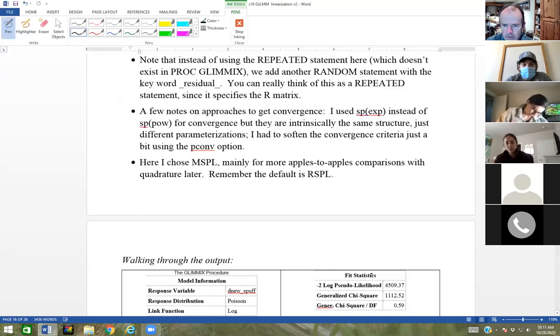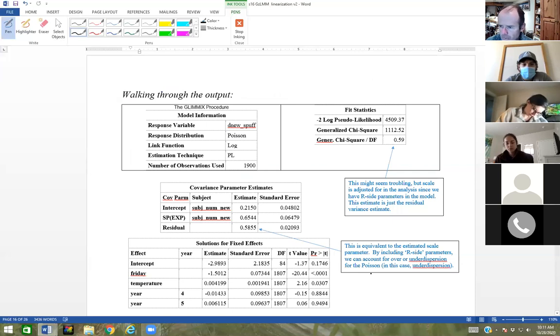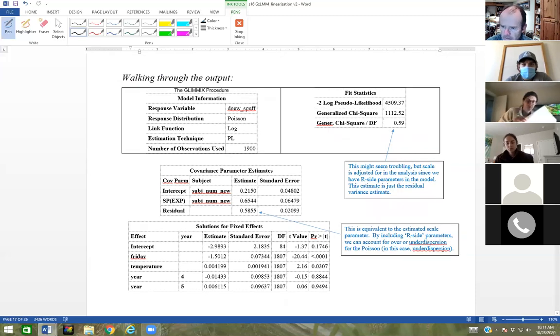So in our output, I think we're on track to finish here, but I'm going to essentially just get through the results here and talk about the estimates. So when you look at the output, you'll see the fit statistics, and we know that the generalized chi-squared divided by degrees of freedom, what does that tell us? That's an indicator of over or under dispersion in our data. And so when you look at that, you might think that we have a problem here, right? There's under dispersion.